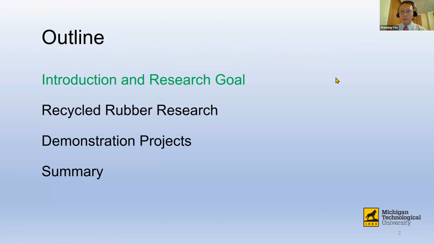To give you a brief outline of the work I'm going to accomplish. One thing is the introduction and research goal of my work. Then we're going to jump to recycled rubber research from lab and numerical simulation. Then we're going to move to demonstration projects in the field. And the last one, we're going to really briefly provide a summary.